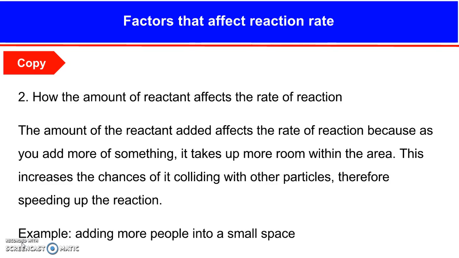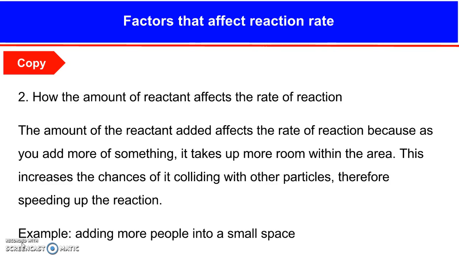So an example of this is adding more people into a small space. If we pick a room somewhere in the school, imagine the corridor. If there are only a few people in the corridor outside B block, then you don't crash into each other. But if I let all the classes out in the corridor at the end of period 1, for example, and everyone's trying to get outside and move to their next class, then all those people in that small space are going to start crashing into each other. So that's the same thing.